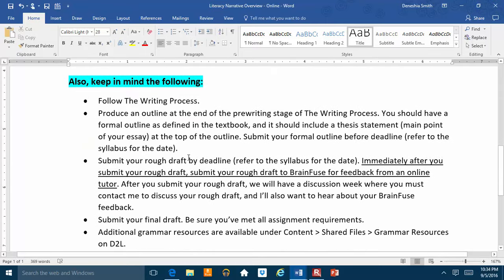You want to follow the writing process, and you want to produce an outline at the end of the pre-writing stage of the writing process. You should have a formal outline as defined in the book. The book talks about a formal outline in the pages that discuss the literacy narrative. It should include a thesis statement or a main point of your essay at the top of the outline. I'll show you an example in just a moment.